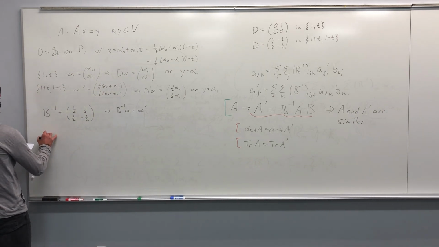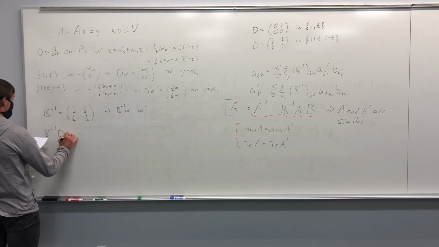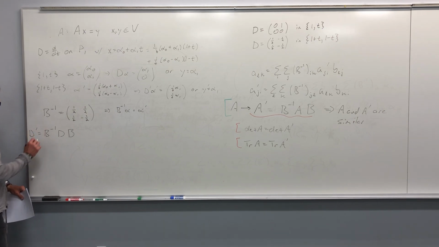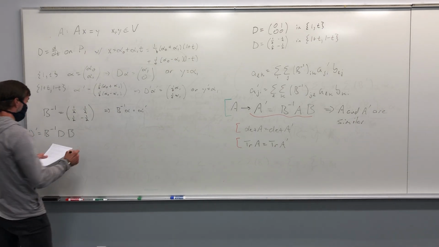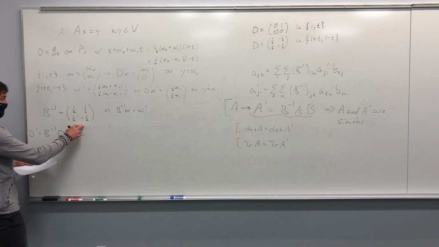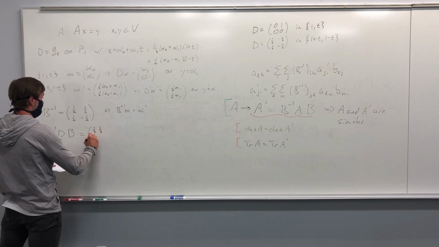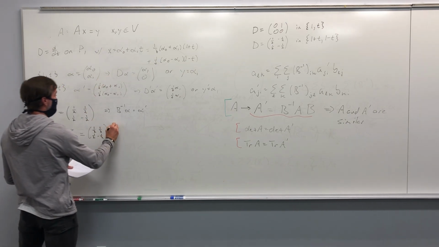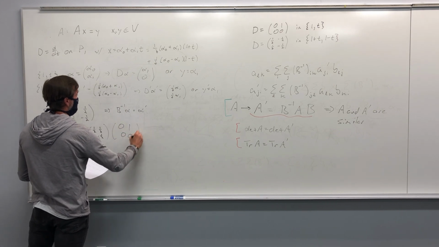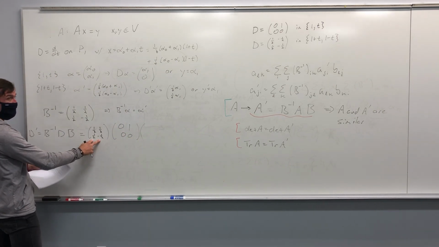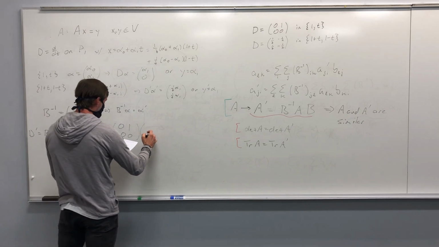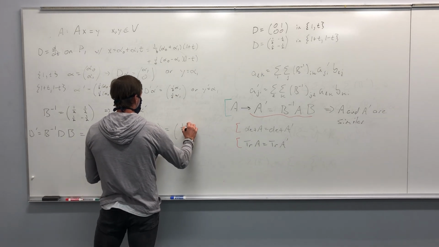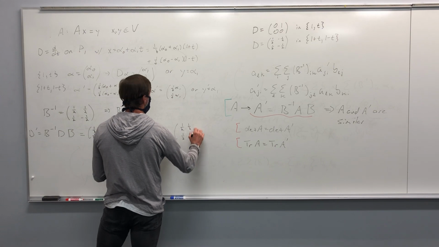So now we have B inverse on the derivative operator D times B. This is D prime. Well, you can do this. You can take this and hit D with it. D is up there. And then you can multiply by the inverse of this. The inverse of this is this. The inverse of that happens to be 1, 1, 1, minus 1. And you get 1 half, 1 half, 1 half, minus 1 half.